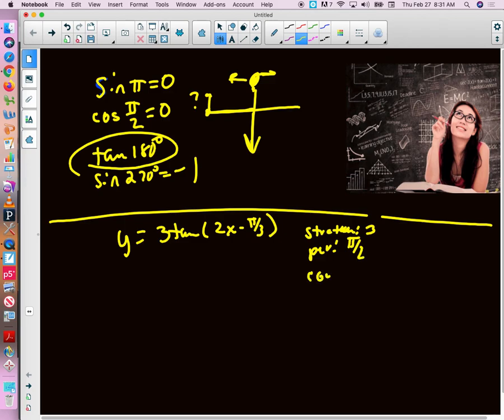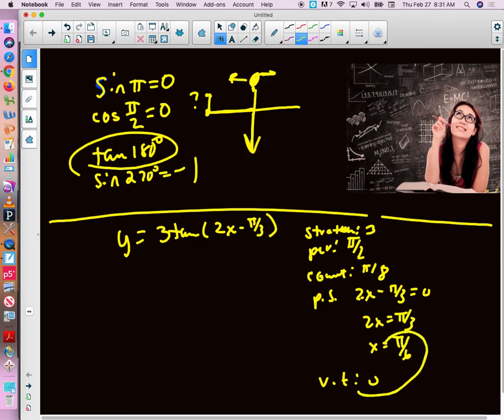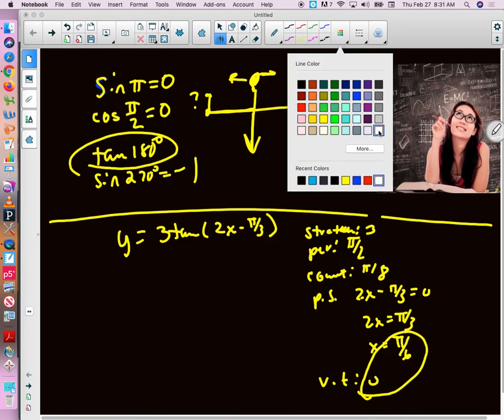I'm going to count by pi over 8. And my phase shift is going to be 2x minus pi over 3 equals 0. 2x equals pi over 3. X is going to be pi over 6. And it has no vertical translation, so my vertical translation is 0. These are the most important things. That's my target. Pi over 6, 0 is my target. All right, so I'm going to go to pi over 6, 0.